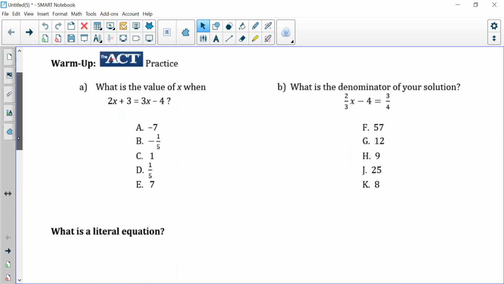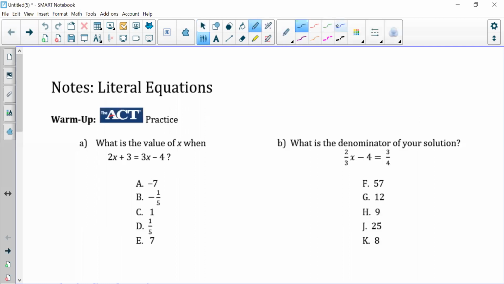And the first question asks us, what is the value of x when 2x plus 3 equals 3x minus 4? By asking us what is the value of x, it's really just saying solve for x. This question is worded this way simply to see if you can figure out what to do. What does it mean by what is the value of x? We discussed solving equations before. I'm not going to go through this, but that is what it wants.